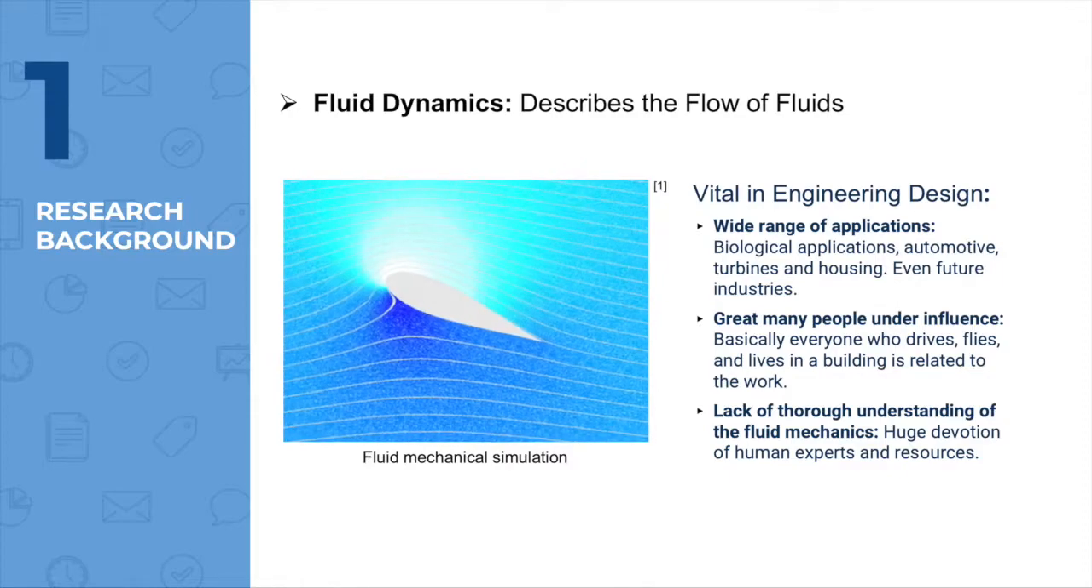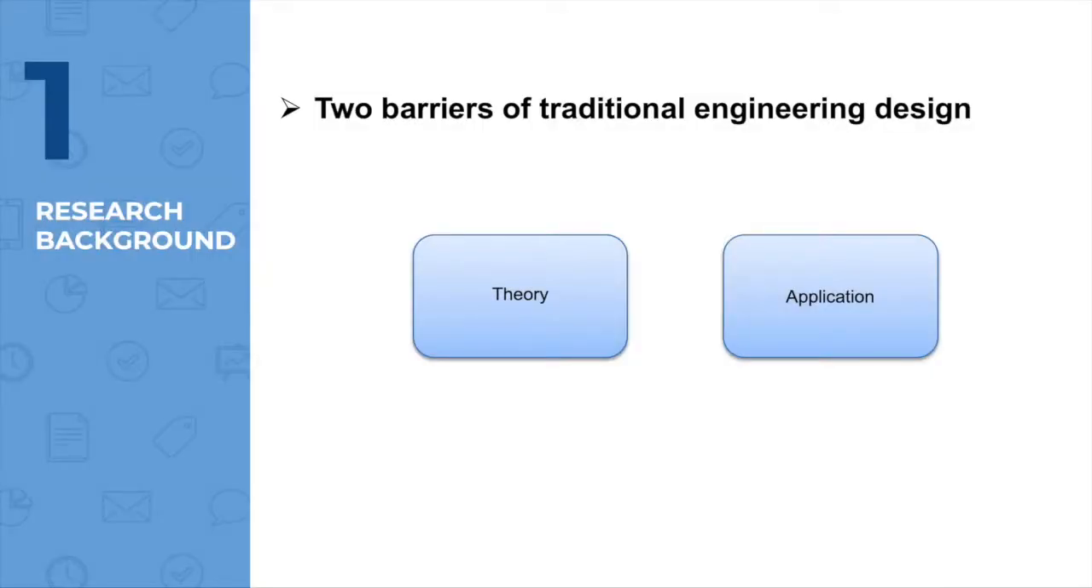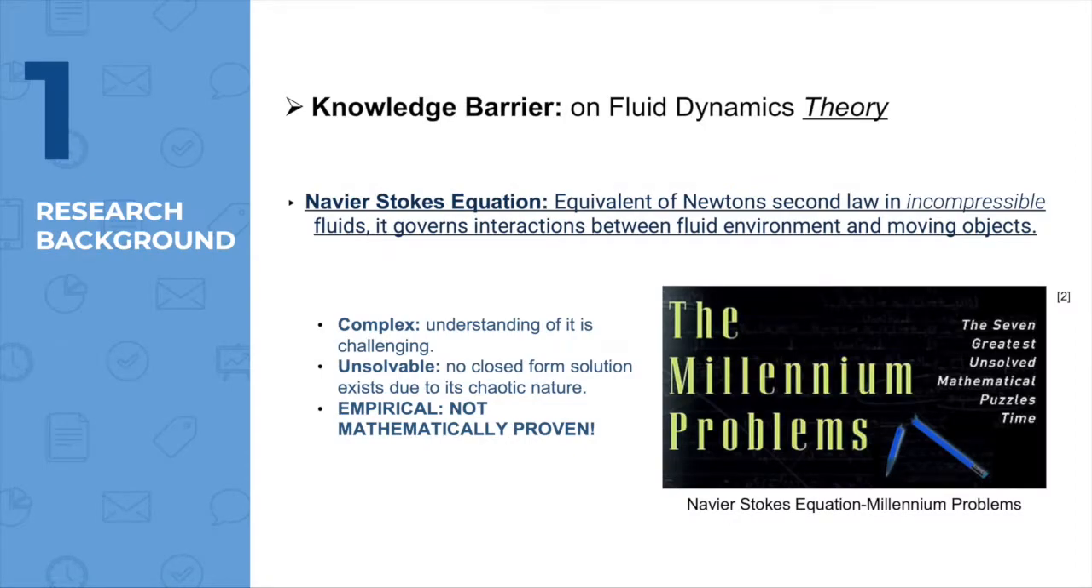But the two key problems of the current design process lie in its theory and application. The knowledge barrier is set by the Navier-Stokes equation itself, which is the governing equation of fluid dynamics. It has the properties of complexity and insolvability. Because of its chaotic nature, even understanding the equation is challenging. In fact, it still remains one of the 6 hardest unsolved mathematical problems in the world, with a $1 million award for a proof. Also, it has no closed-form solutions due to its chaotic nature.